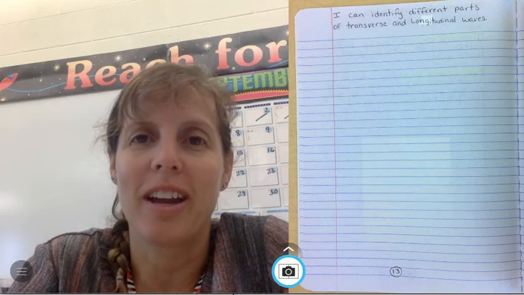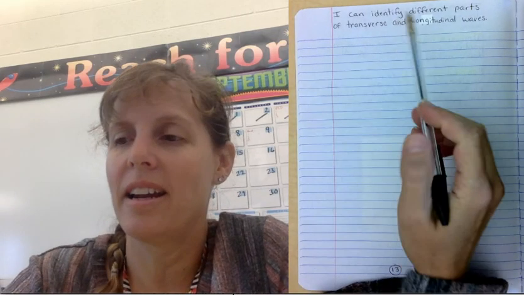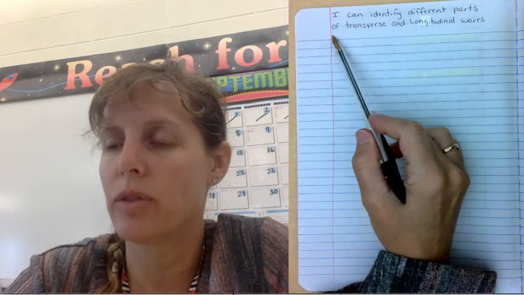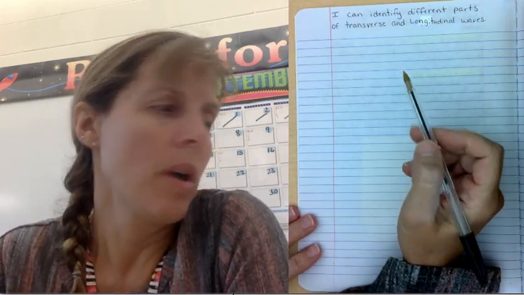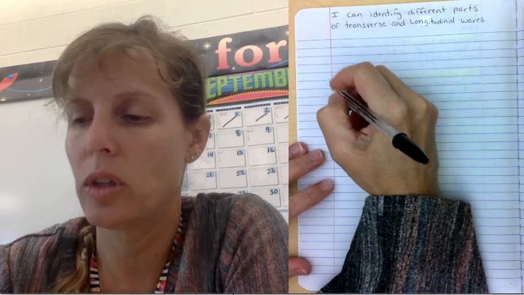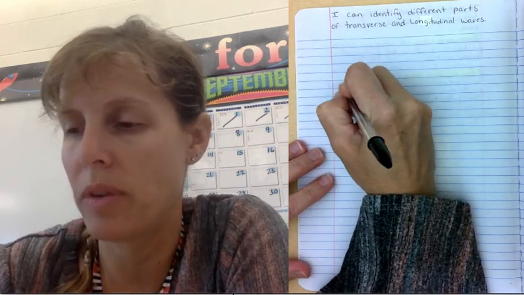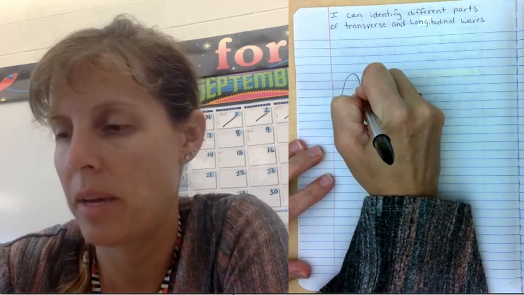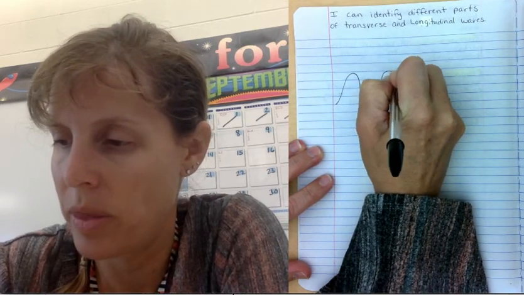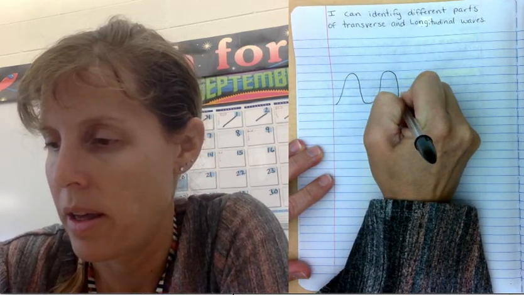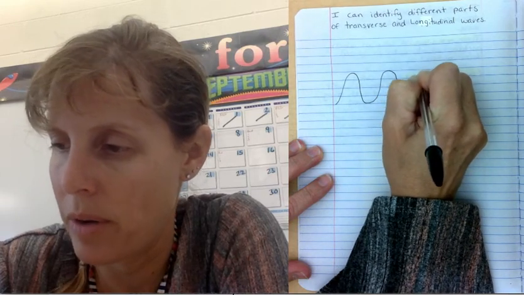Last learning target: I can identify different parts of transverse and longitudinal waves. So transverse waves look like this, and I'm just going to draw an even one. I'm kind of picky about waves. I want to make sure they're the same height, the same width apart. They're moving forward, carrying energy.